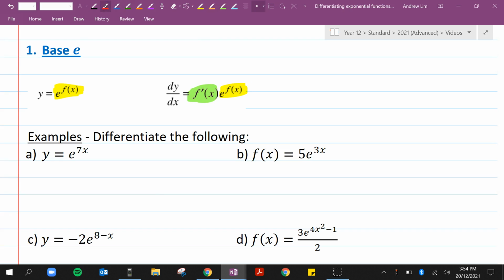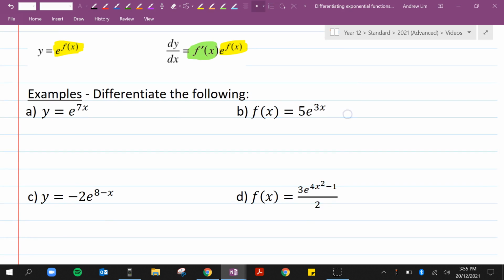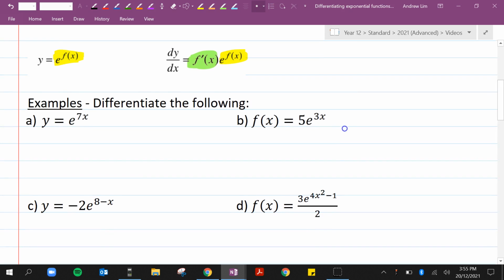Alright, so let's have a look at some examples. Differentiate y is equal to e to the power of 7x. So here we've got e to the power of f of x. So when we differentiate that, y dash, we're going to write exactly the same thing, e to the power of 7x. And then we need to differentiate this with respect to x, which is just 7, and we put that at the front.